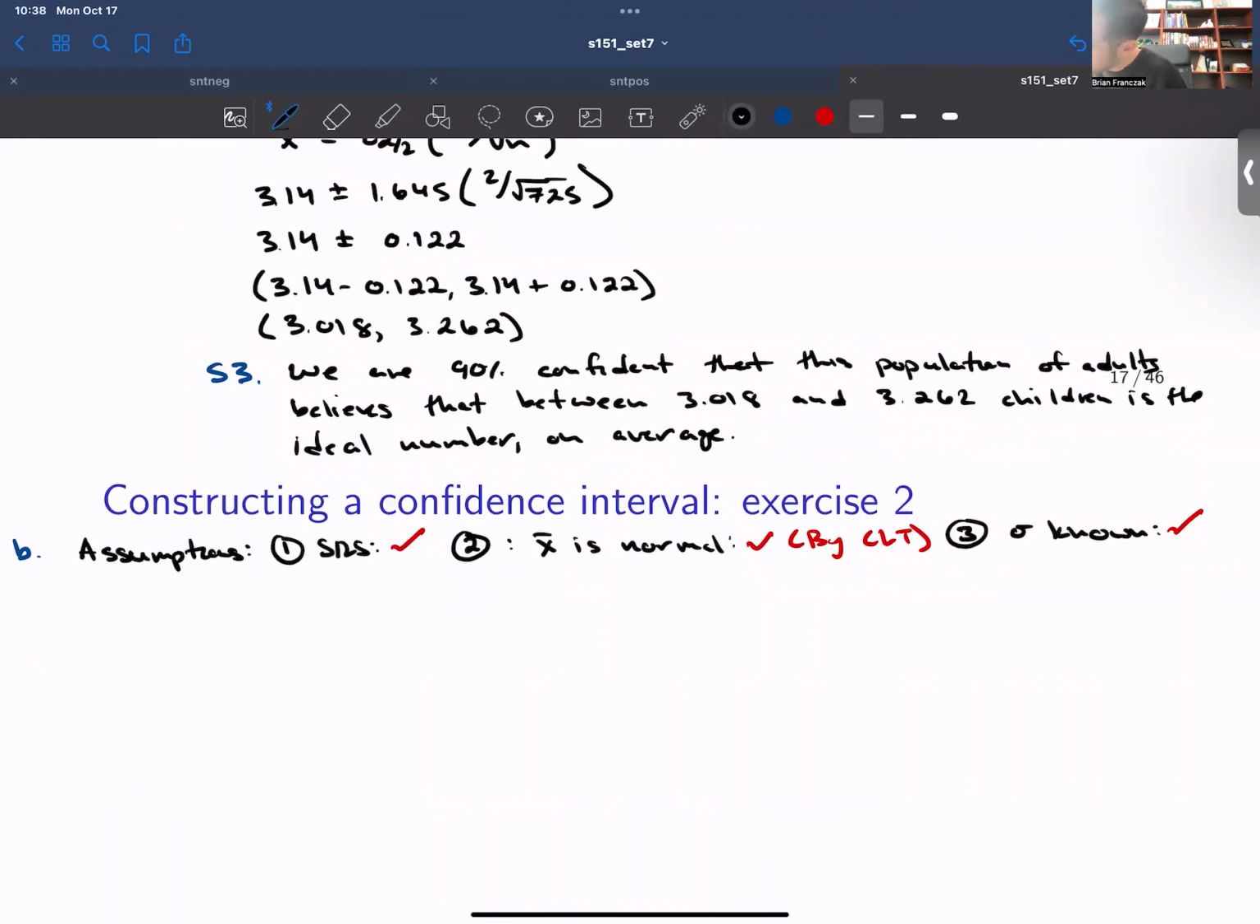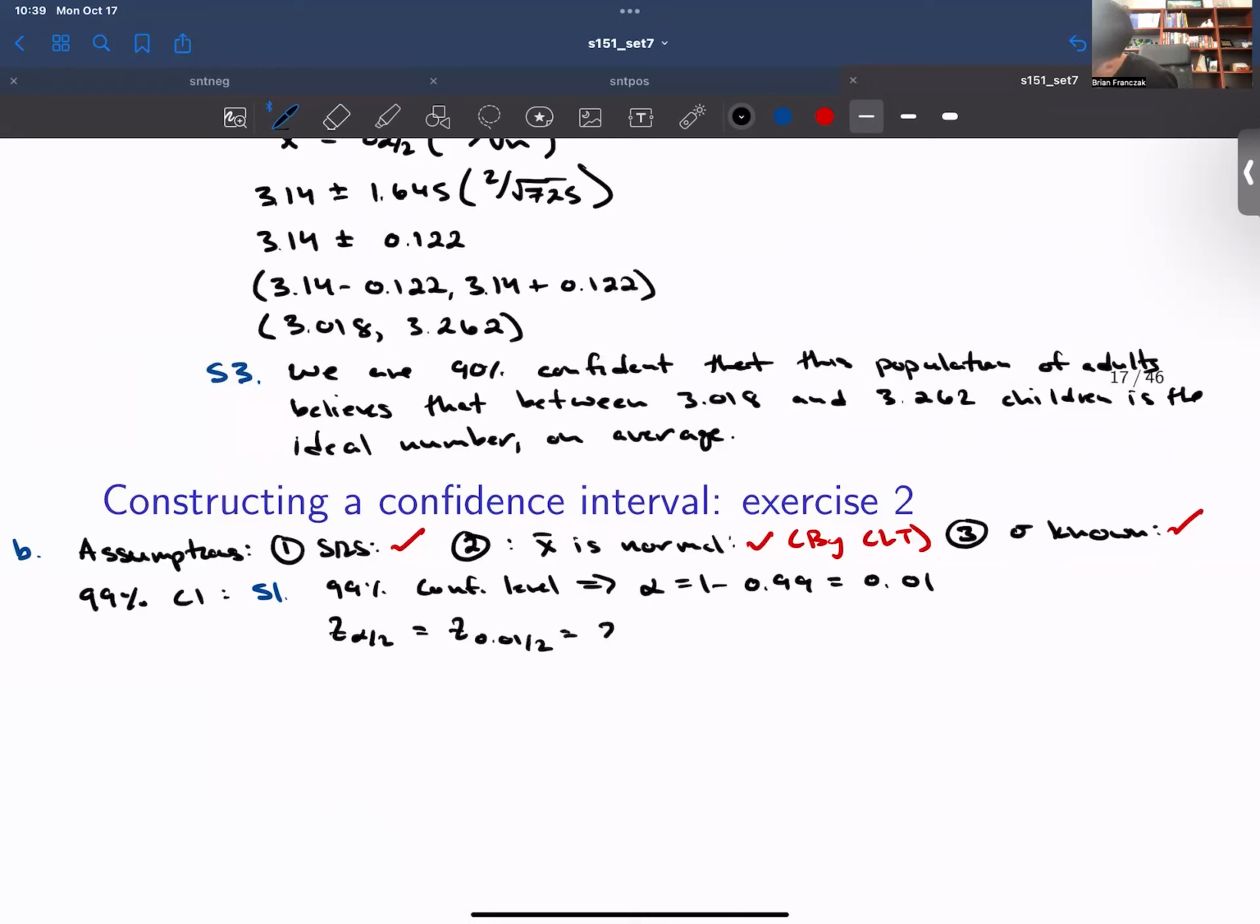All right. So for the 99% CI, on step 1, we now have the 99% confidence level. This means that alpha is going to be 1 minus 0.99, which is 0.01. So we are going to have a Z-score. Z alpha over 2 is Z 0.01 over 2, which is Z 0.005. All right. So the way we find this value is still exactly the same.